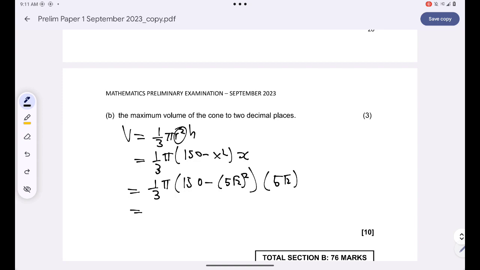That's 1 over 3 pi multiplied by 150 minus x squared, and then multiplied by x, which is just 5 root 2. So our final answer is basically equal to 740.48 cubic centimeters. This will be our maximum volume. That's how we could have tackled this question.